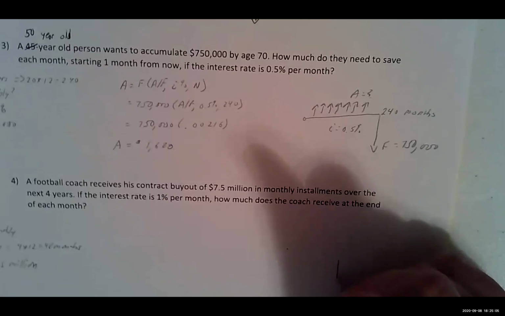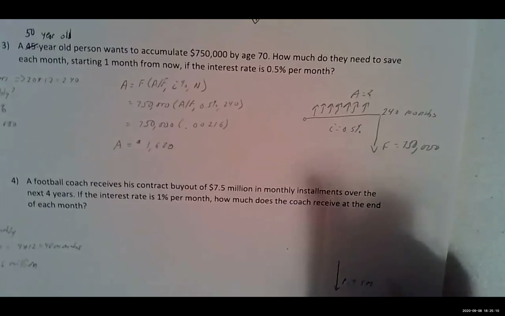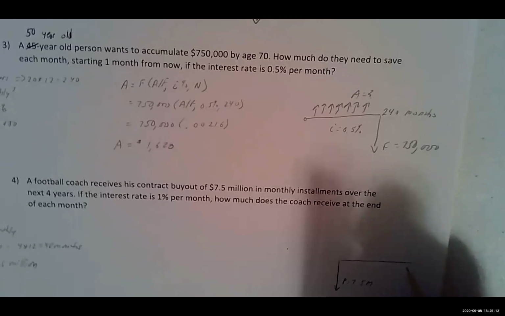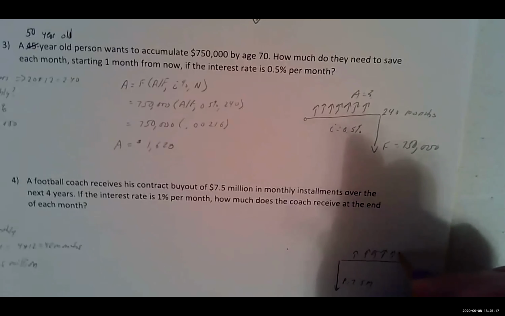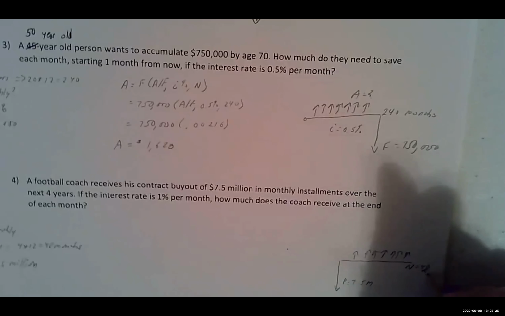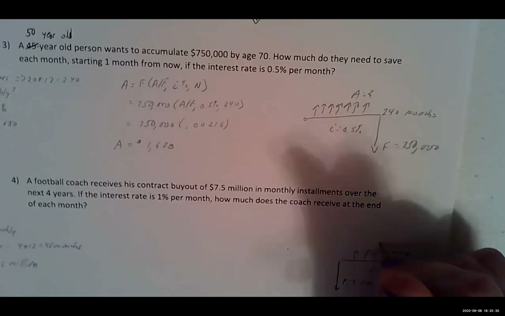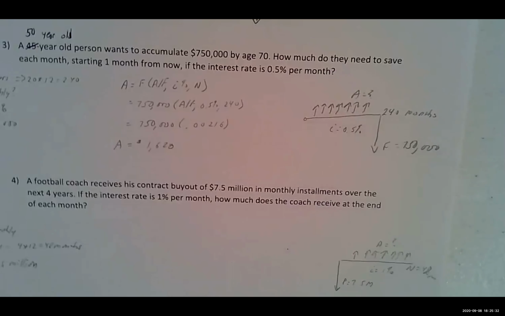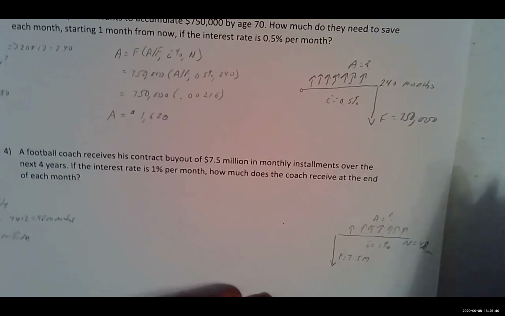Cash flow diagram. Well, they have the present value of $7.5 million. Coach is getting equal monthly payments over the next 48 months. So N equals 48 months at an interest rate of 1% a month. And we're going to find out how much those payments are. So A is the question mark. I have a present value, I know my interest rate, and I know my N.